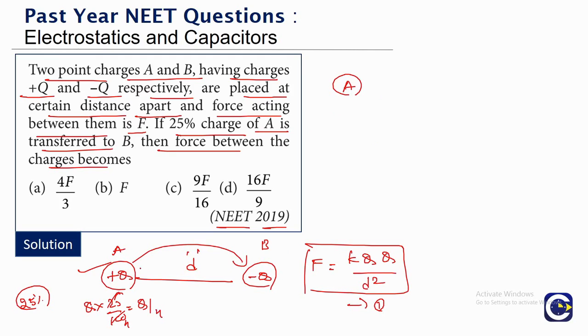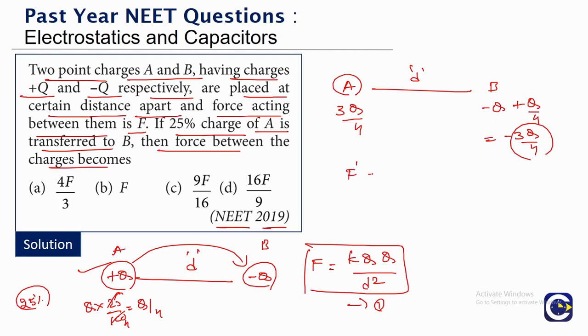From Q we have taken Q by 4. Remaining will be Q minus Q by 4, which is 3Q by 4. What about the case of B? B has the original charge minus Q. We are adding plus Q by 4, right? Now look: minus Q plus Q by 4 means what? It will be minus 3Q by 4. That is the charge of B.